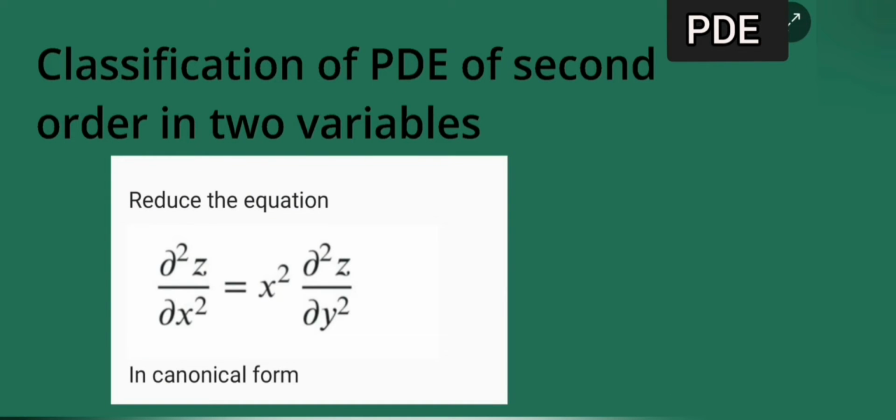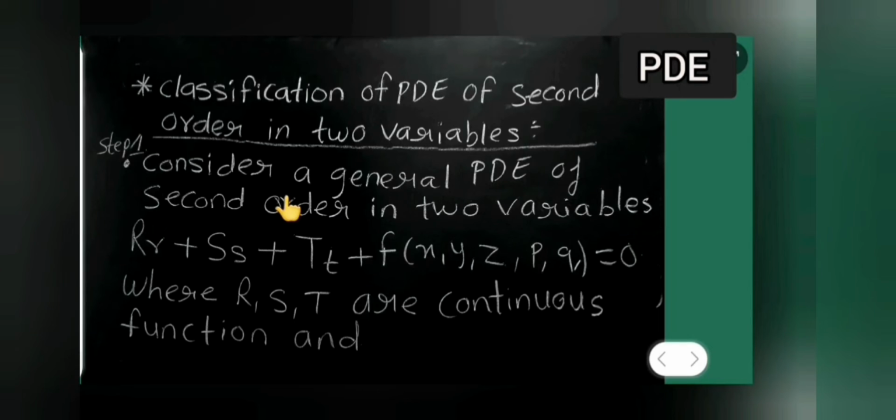So in today's lecture, I will be doing classification of the PDE of the second order in two variables, along with reducing the equation ∂²z/∂x² = x² ∂²z/∂y² into canonical form. Okay, so let us start with this. Classification of PDE of second order in two variables.